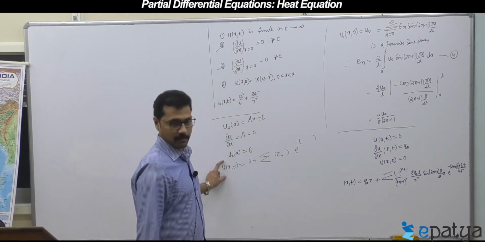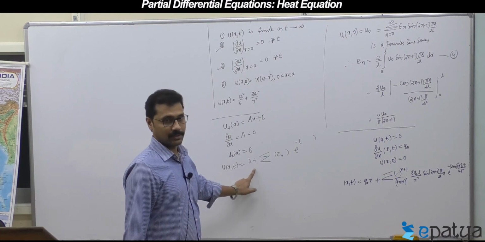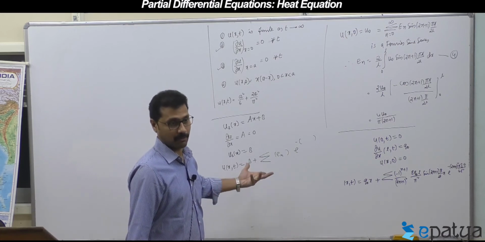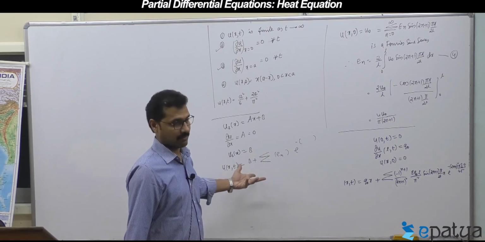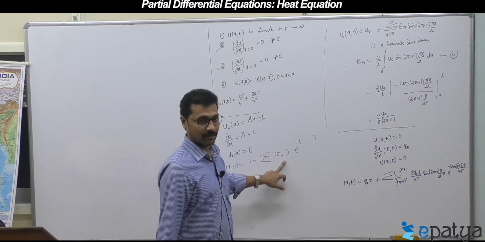So u of x comma t is b plus, because the steady state condition comes out to be constant. Some b. What is that b? I don't know. We also have to find it basically. And En also is there.